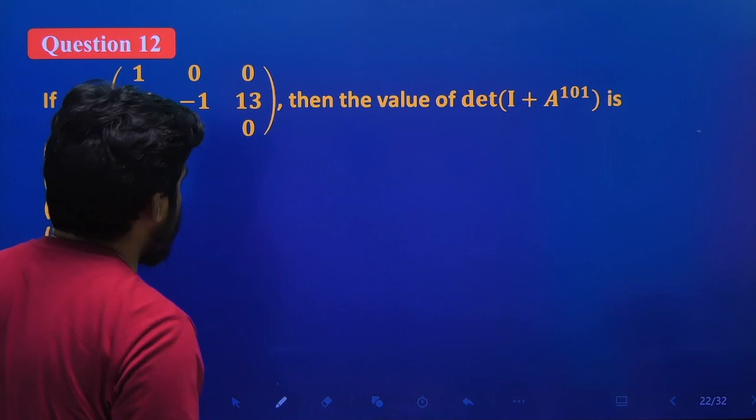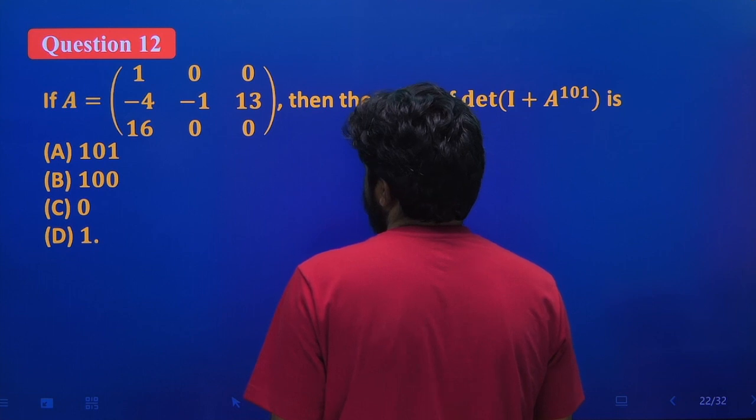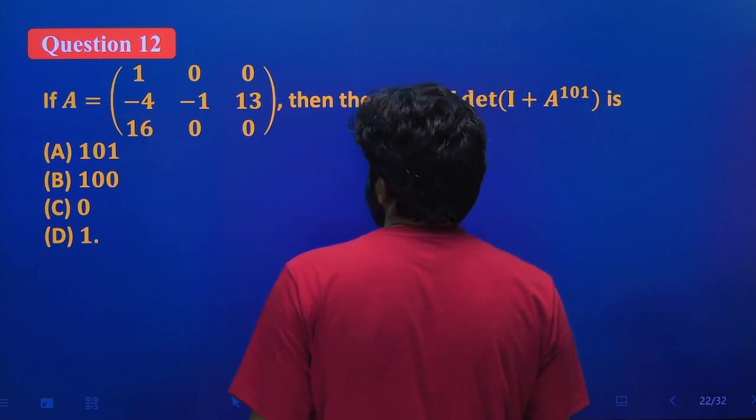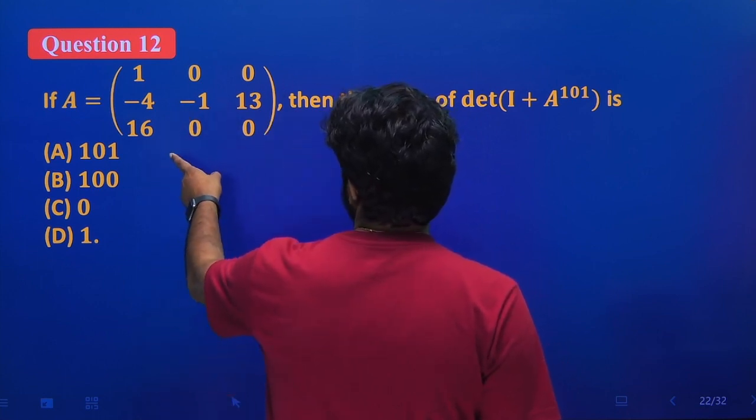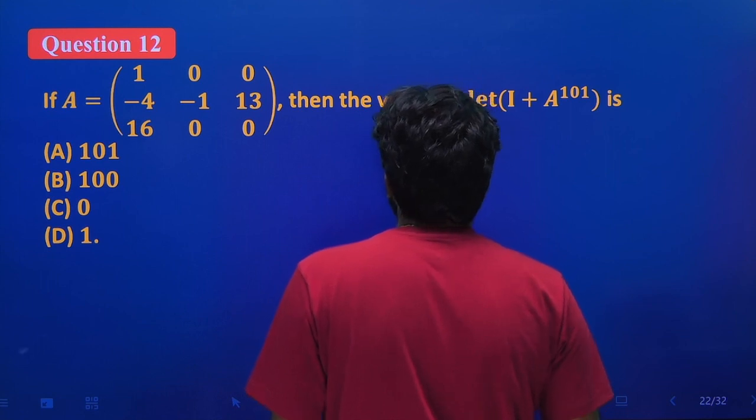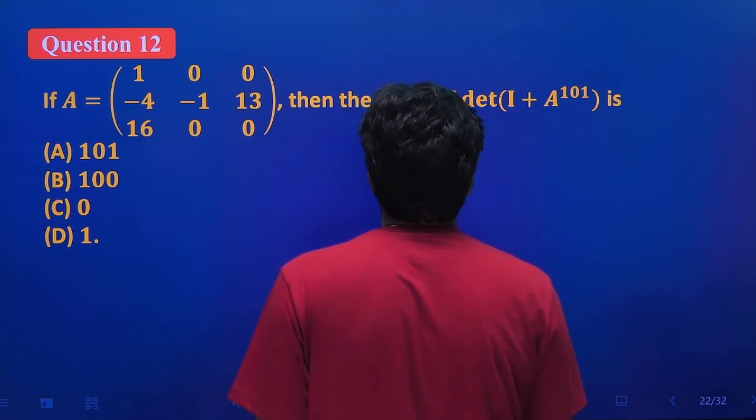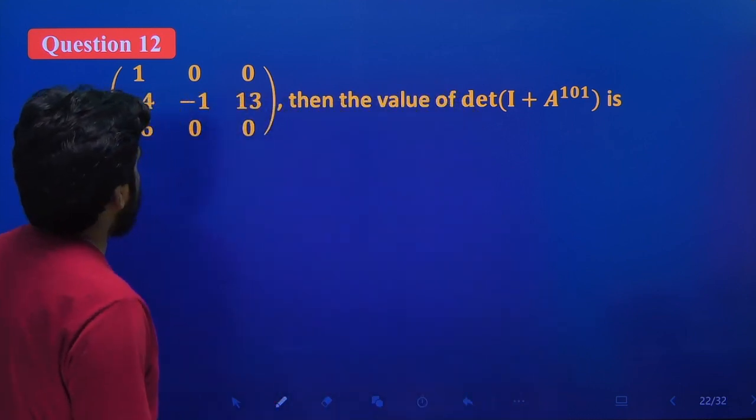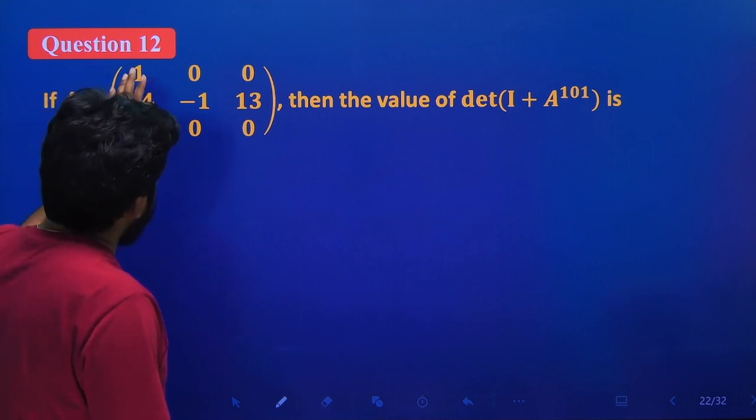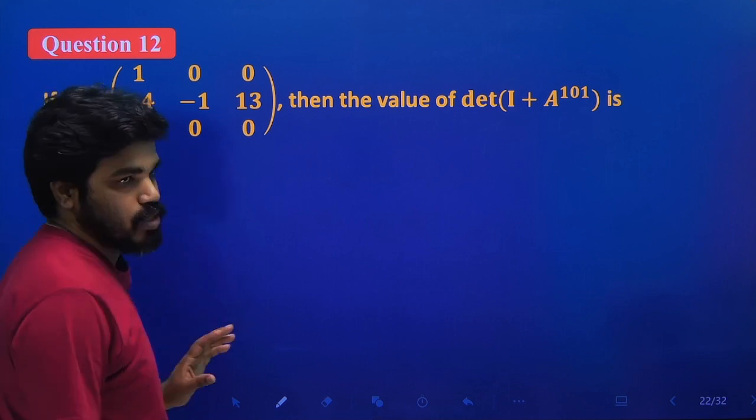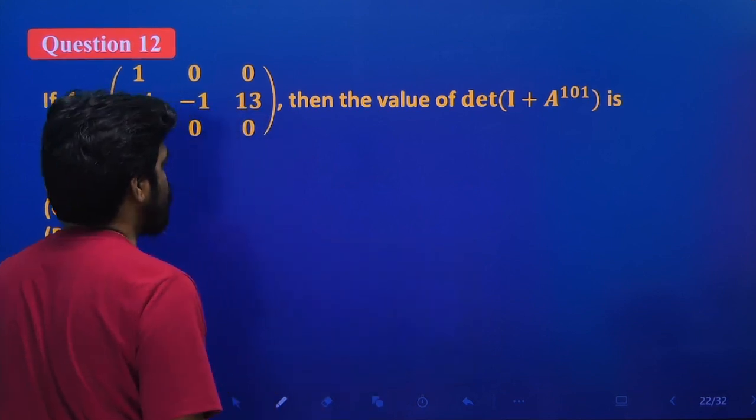We will apply the same concept. What is given here? Here it is given that A is equal to 1, 0, 0, minus 4, minus 1, 13, 16, 0, 0. We have to find the determinant of I plus A to the power 101. First of all, this matrix is not upper triangular, not lower triangular, and not diagonal, so I have to find out its eigenvalues. So first of all you have to find the eigenvalues of the matrix A.